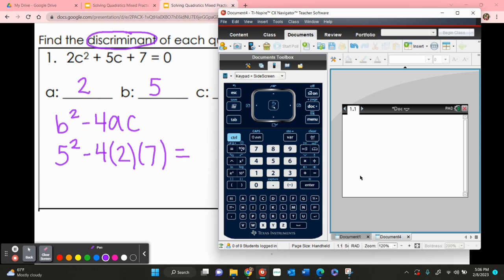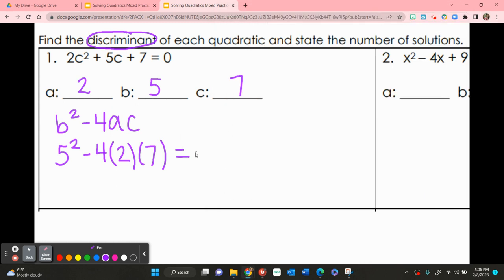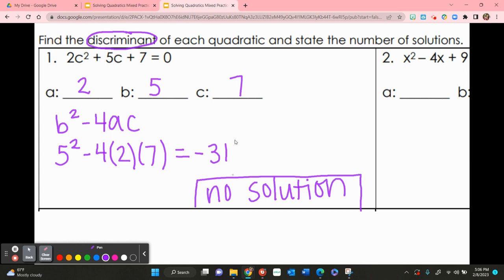So I'm opening up a calculator window and I'm typing 5 squared minus 4 parentheses 2 parentheses 7. Pressing enter, I end up with a discriminant of negative 31. Now again, remember, because my discriminant is negative, this means that I have no solution. So again, you are going to determine the value of the discriminant and determine the number of solutions on numbers 1 through 4.